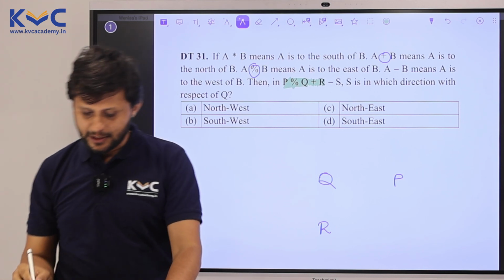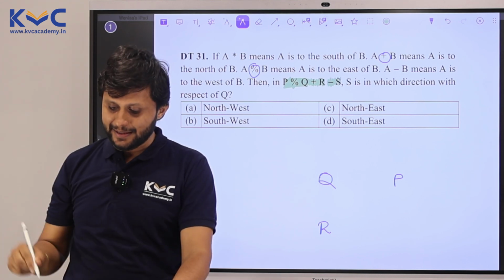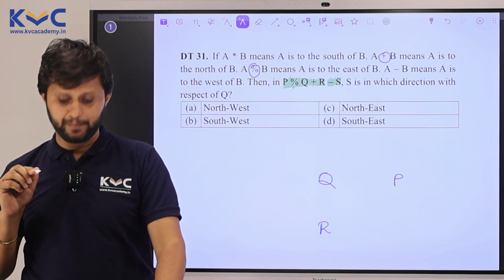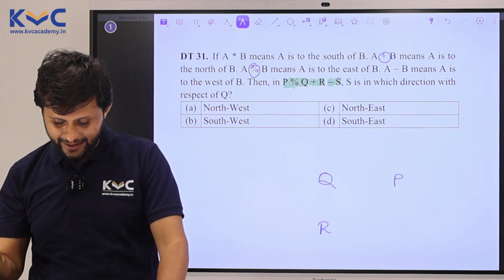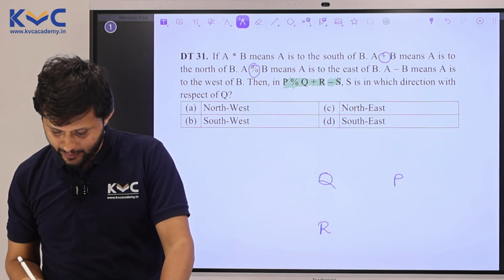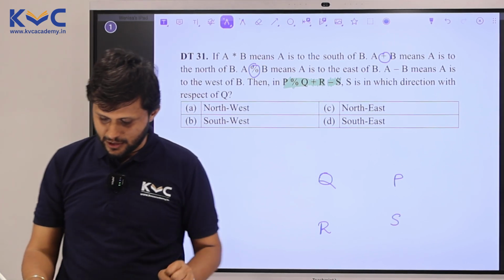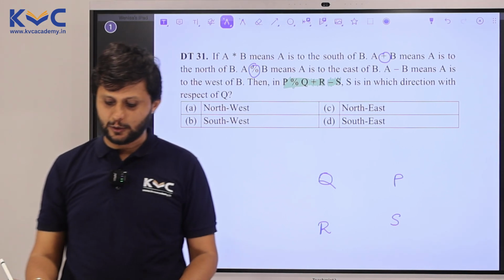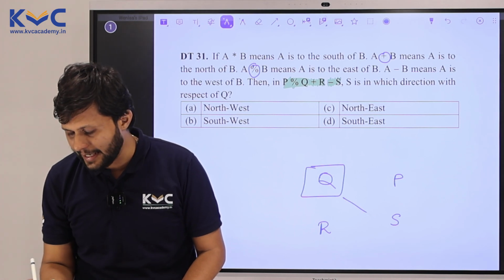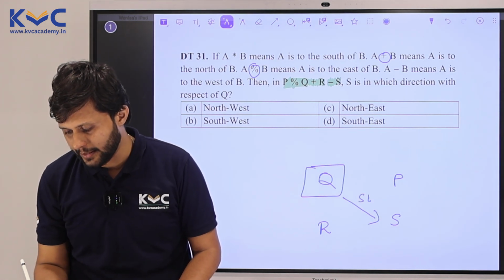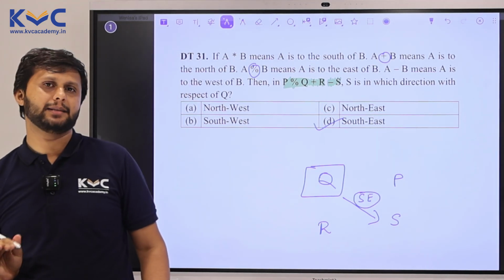That much is done. Next we have minus S. What does minus mean? A minus B means A is to the west of B. So R minus S means R is to the west of S. So where is S? S is over here. So with that everything is matched now. S is in which direction in respect of Q? From Q if you see, we have to see from here. Where is S? This is southeast. Southeast is there. Option D is the right answer.